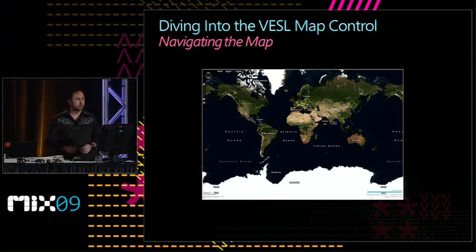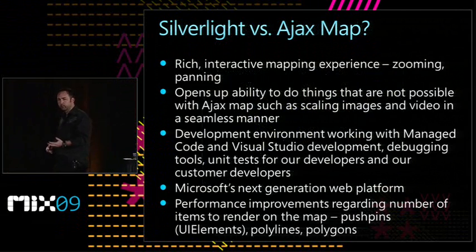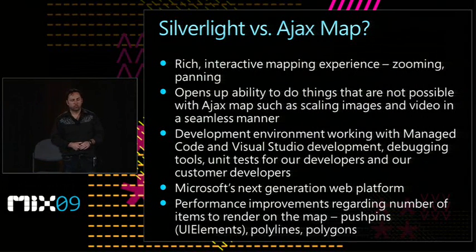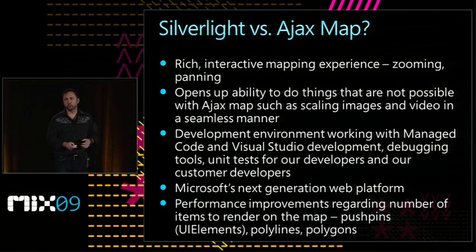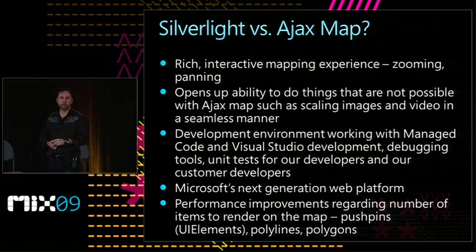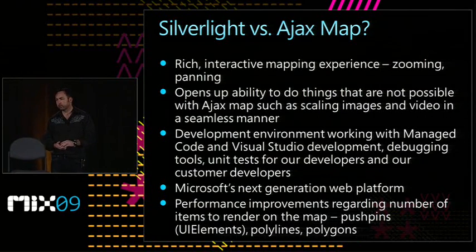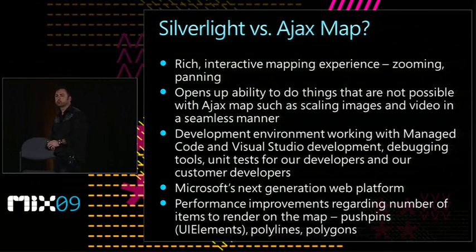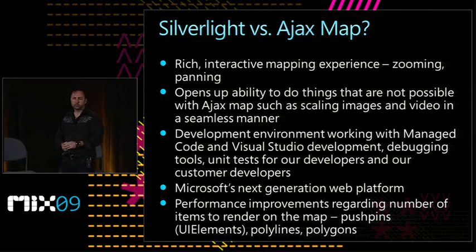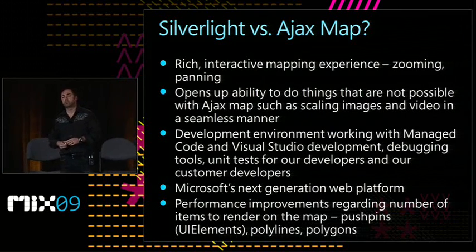So here we go. What are the advantages, right? Well, we talked about the rich interactive mapping experience. We're opening up abilities that you really can't do in Ajax. If you're familiar with Ajax, you have to deal with the DOM issue, right? The document object model, and trying to just jam a bunch of XML down onto the client, the browser just chokes, right? Both Microsoft and our competitors who have Ajax mapping, we all choke around 500 pins. So building in Silverlight brings that advantage of not having to worry about DOM issues.